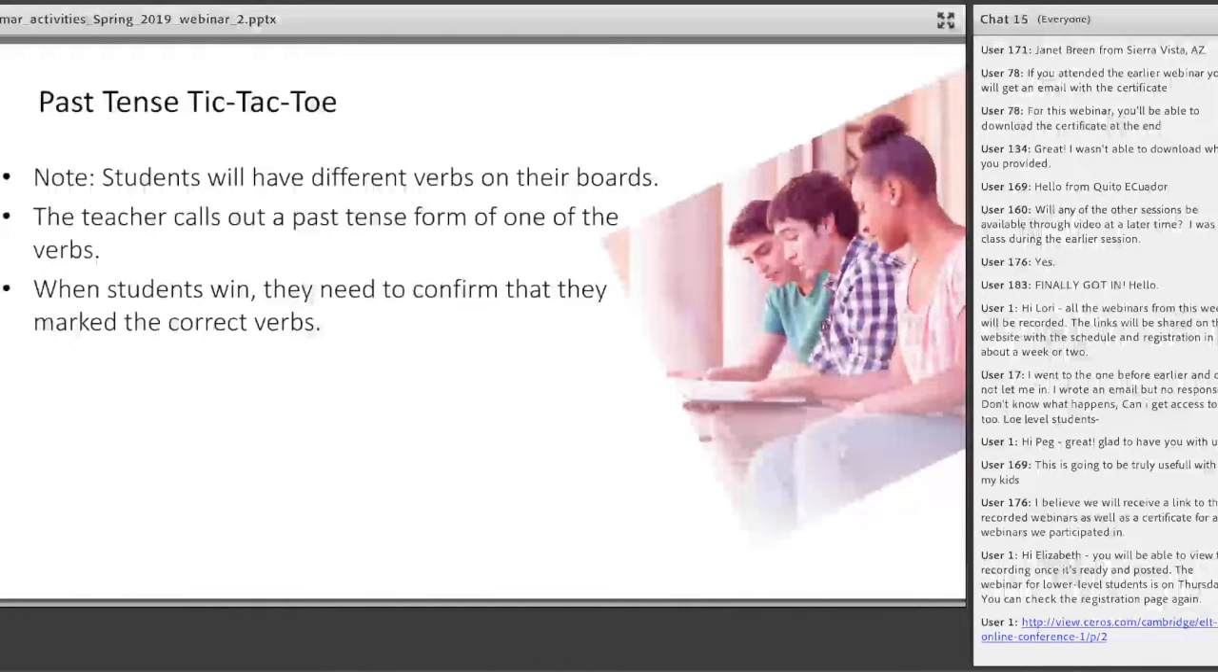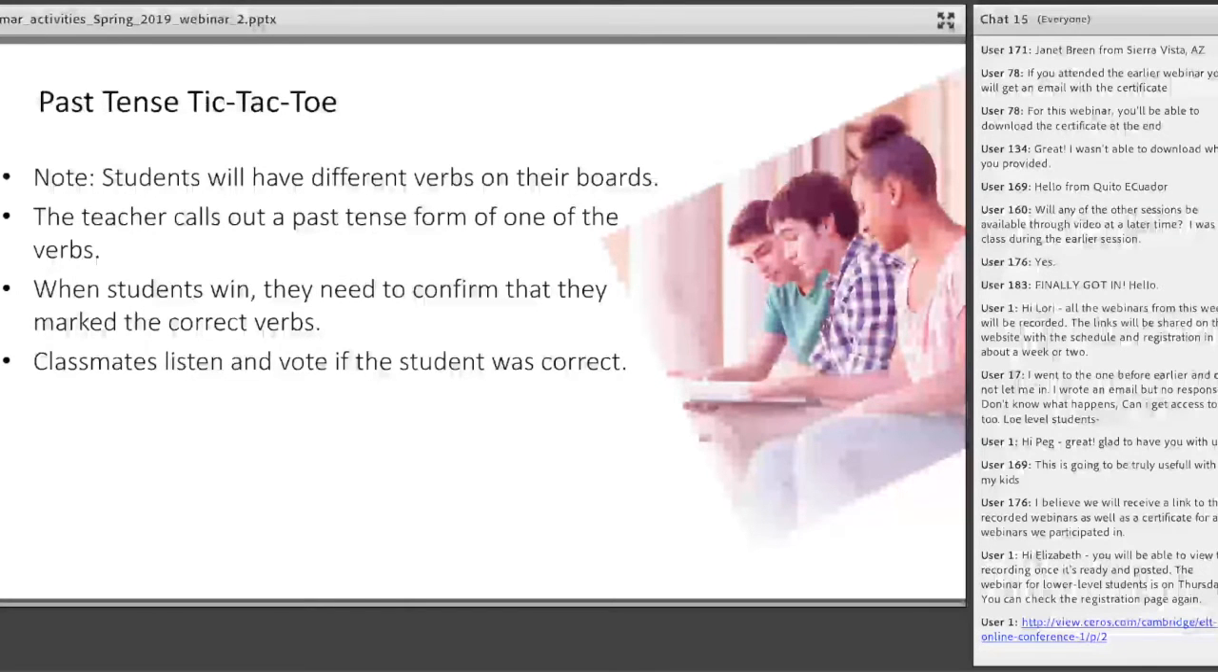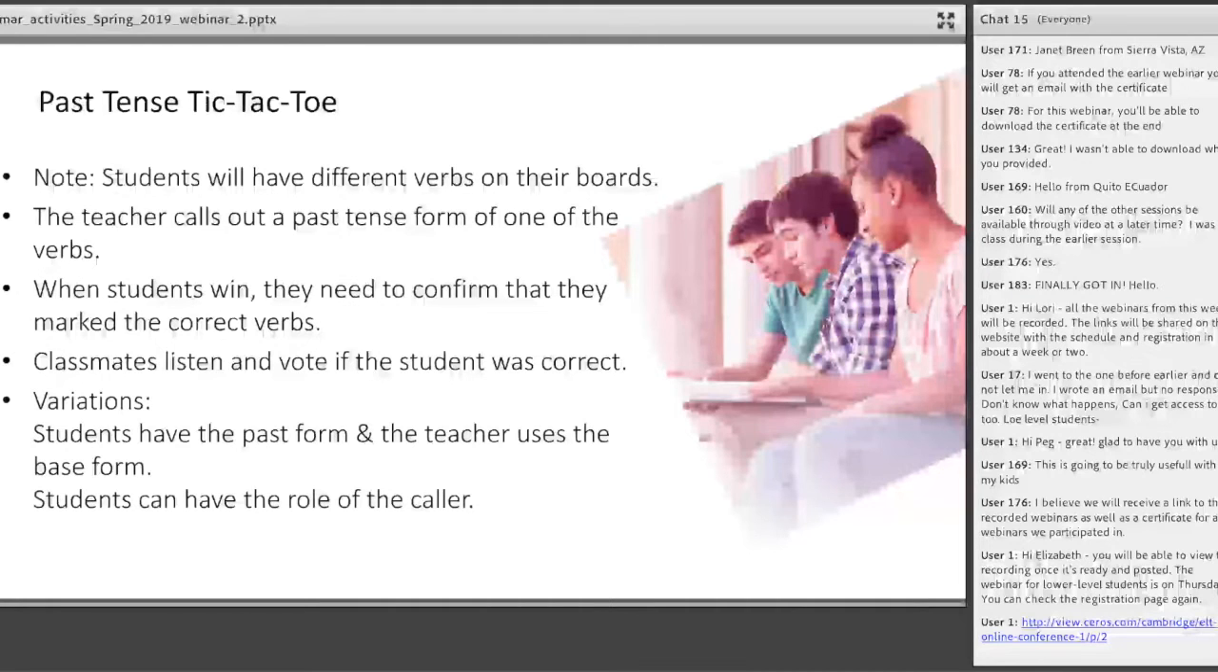And when the student says, I won, they need to confirm that they marked the correct verbs. And you can do this in a couple ways. The teacher could check. That would be quick and easy and not that much fun. But you could also have classmates listen. So the teacher could call out the past tense form, and the student who has the winning card or thinks he has the winning card will call out the base form, and the classmates can listen and vote if the student was correct or not. So this way, everyone is engaged in this activity.